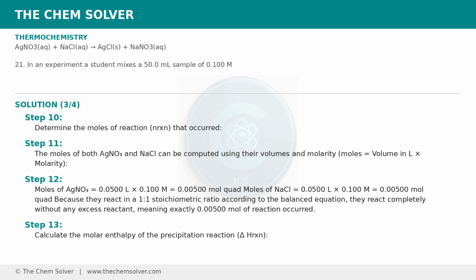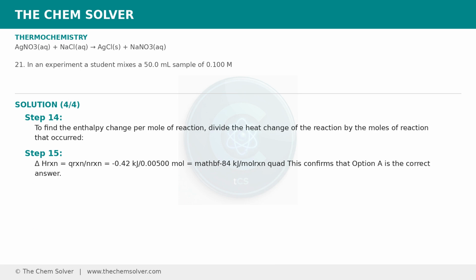Calculate the molar enthalpy of the precipitation reaction, delta H RXN. To find the enthalpy change per mole of reaction, divide the heat change of the reaction by the moles of reaction that occurred. Delta H RXN equals Q RXN over n RXN, equals minus 0.42 kilojoules over 0.00500 moles, equals minus 84 kilojoules per mole of reaction.